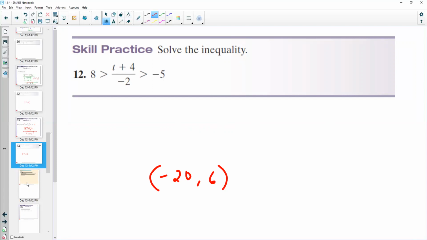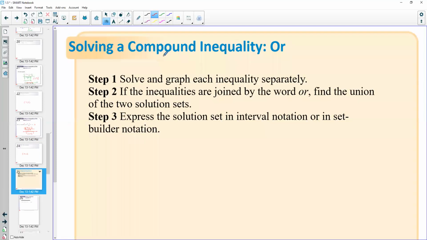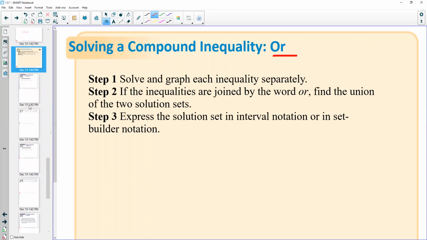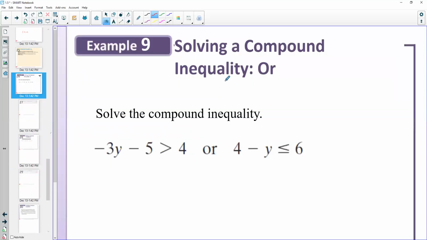Okay, soft brackets. When you solve a compound inequality with or, so what we just did was and, we wanted the overlap. You do the same thing we've done. Solve them each separately. If they're joined by or, we find not the overlap, but everything included, the union, and we write it in set notation. Okay, so just like we did last time, solve one of them.